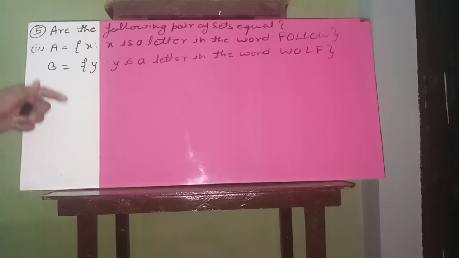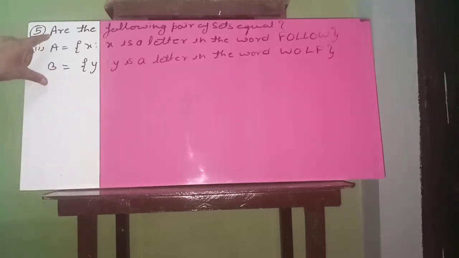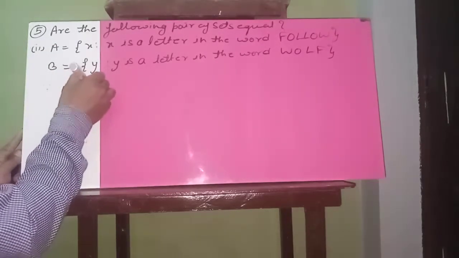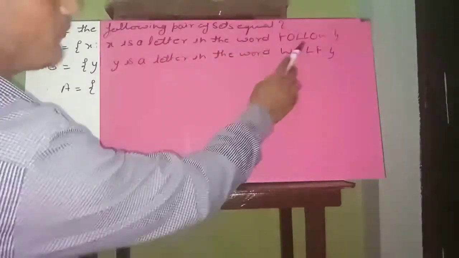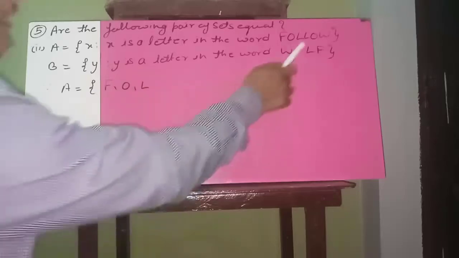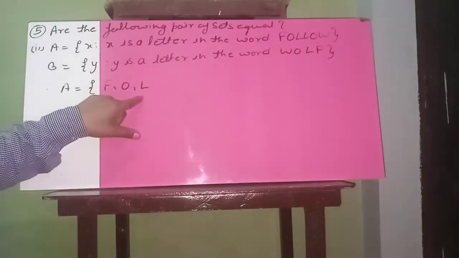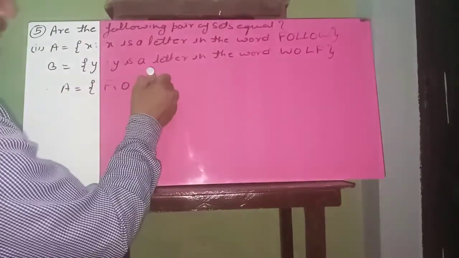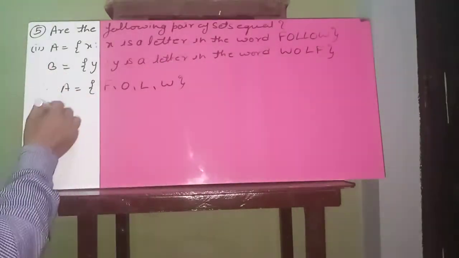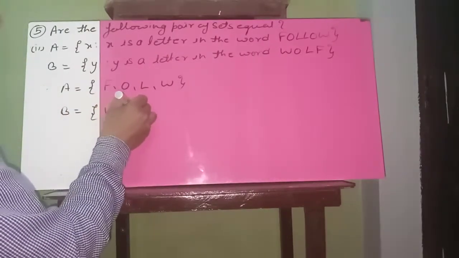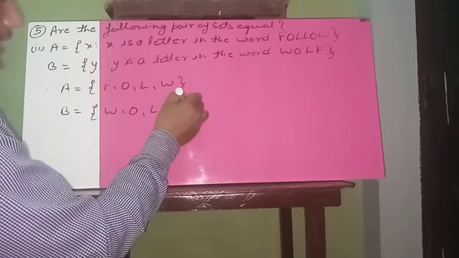So both sets are in set builder form. At first we change the given sets into roster form. Set A in roster form, the word is FOLLOW, so F, comma, O, comma, L. Now L is repeated, so a repeated letter comes only one time. O is also here, W. Now change set B into roster form, that is W, comma, O, comma, L, comma, F.